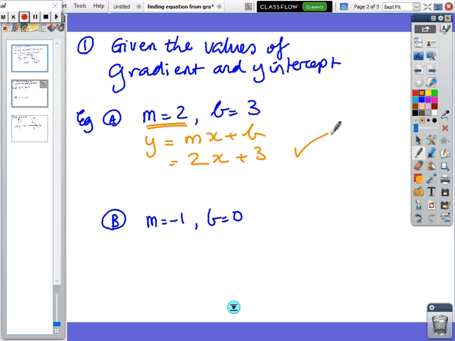In the second one, y equals mx plus b, so I've got minus 1x because that's the gradient, plus 0. Now that's a pretty untidy way of writing the answer, so we just say that that is minus x. Okay, you don't have to write a coefficient of 1, and you definitely don't put plus 0. So copy those and come across when you're ready.